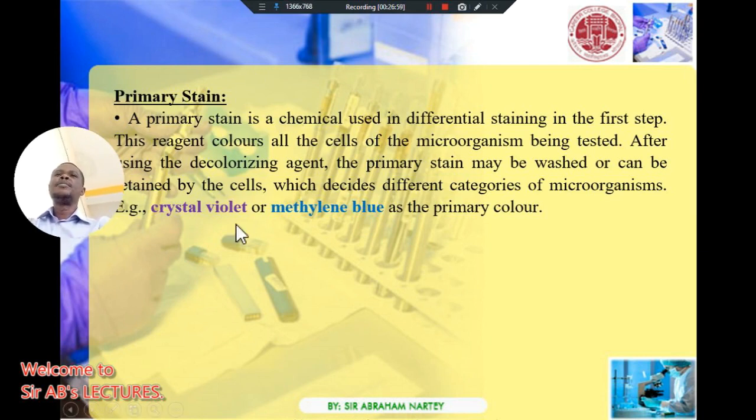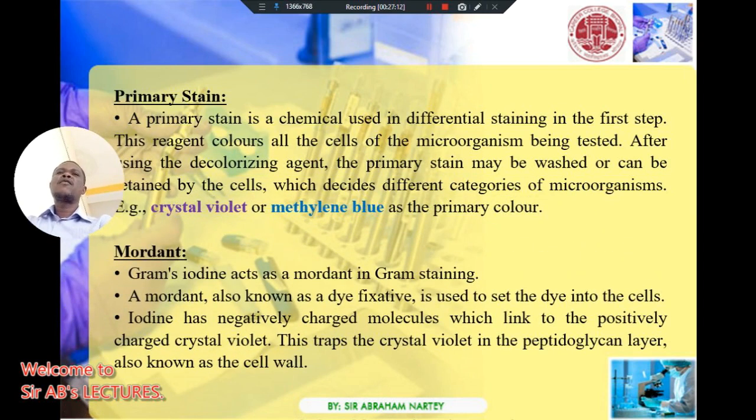In this lecture, I taught you how to prepare crystal violet. You should also learn how to prepare the methyl blue stain so that you can use it for other types of stains. Then next one, we have mordant. I have said it over and over that the main function of a mordant is to fix the first color, the primary color. We said Gram's iodine acts as a mordant in Gram staining. We use Gram's iodine, which we learned how to prepare.